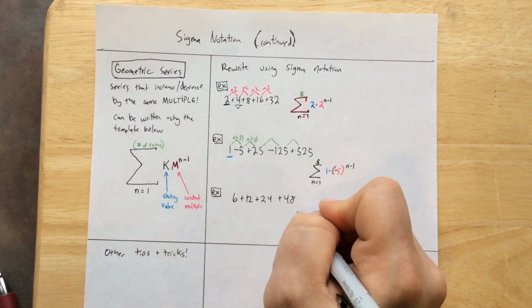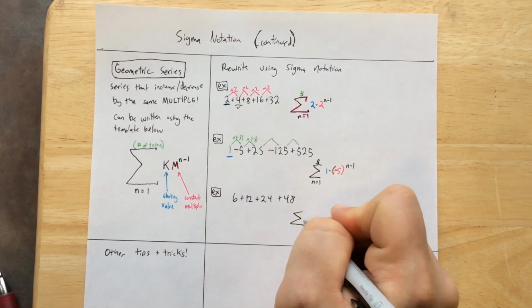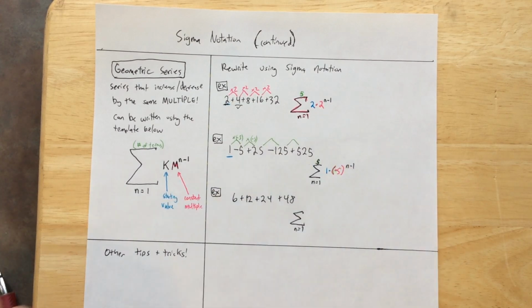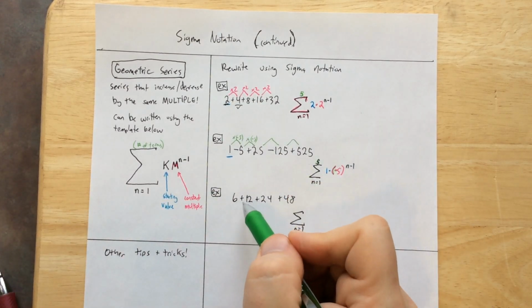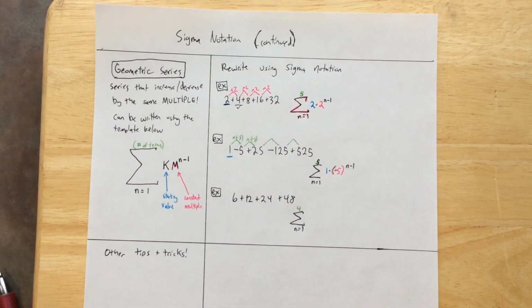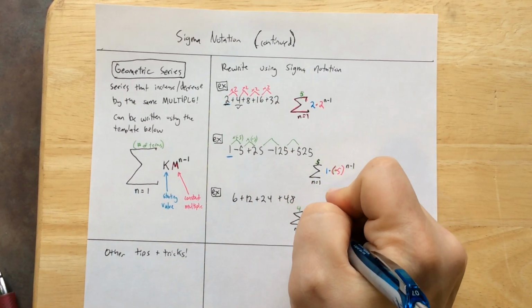Let's do one more together. I'm going to hit the right colors on this one. We're going to go from 1, 2, 3, 4 terms in this series. Our starting value is 6.